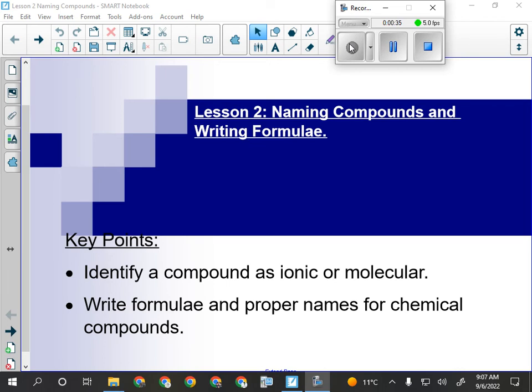Okay, so key points. Identify a compound as ionic or molecular. What does an ionic compound have in it? A metal and a non-metal. Something from the left-hand side of the staircase and something from the right-hand side of the staircase. That would be an ionic compound. And a molecular compound would have two non-metals, so two things from the right-hand side of the staircase. That's how we tell the difference. If it has a metal in it, it's going to be an ionic compound. If it doesn't, it's going to be molecular.